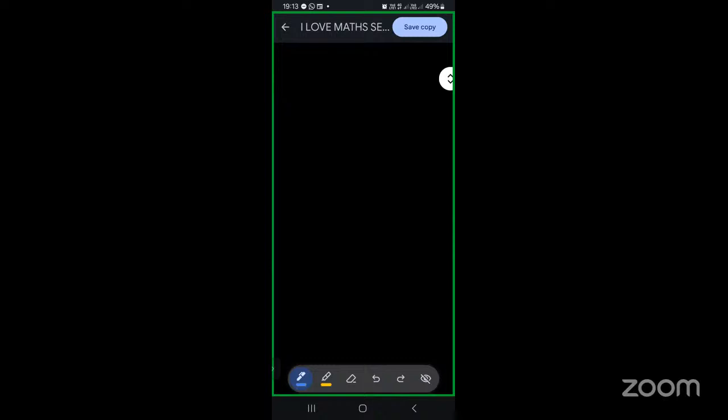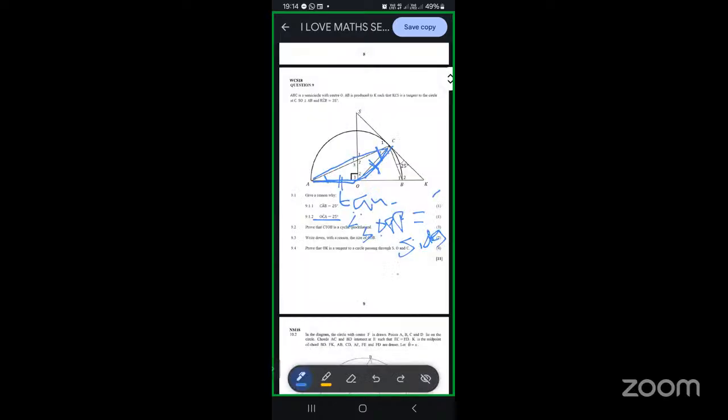9.3. What's happening now to my screen? Okay, I'm sorry for that.